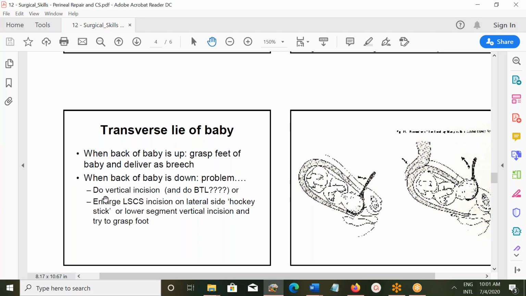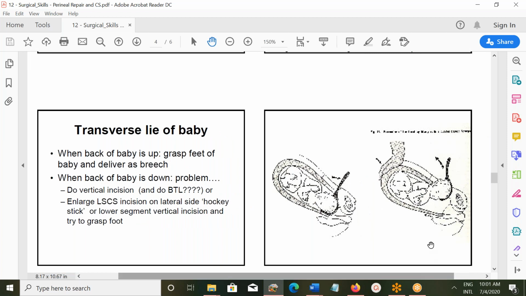So what you have to do is a vertical incision. You give the incision down, and then you give one incision upward, so you are extending the scar vertically. So a nice incision on the lateral side, and then a lower segment incision, and then try to grasp the foot, because basically you have to reach the foot. That is the problem. So that is when you have to remove the head of the baby.